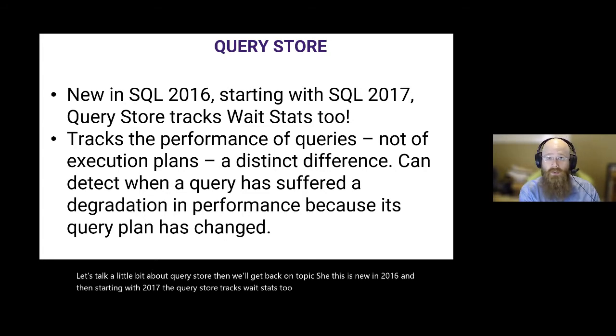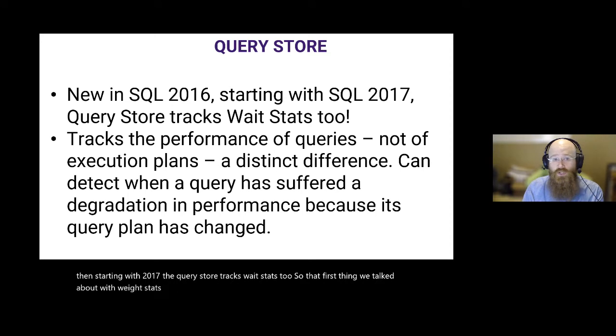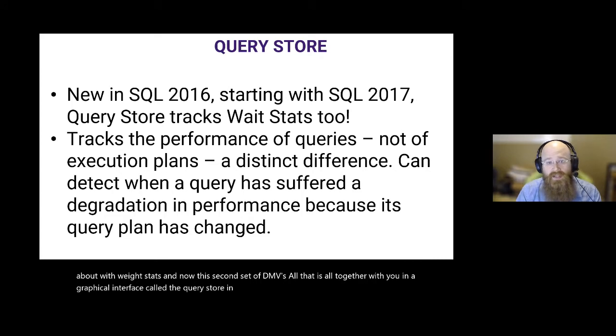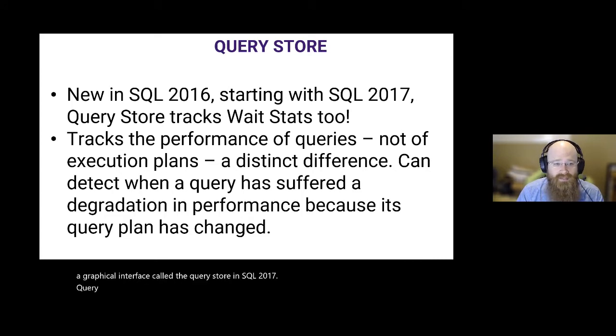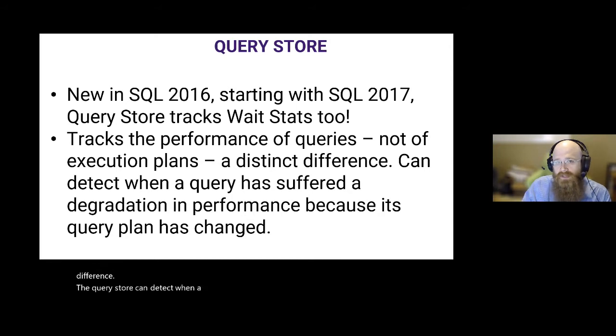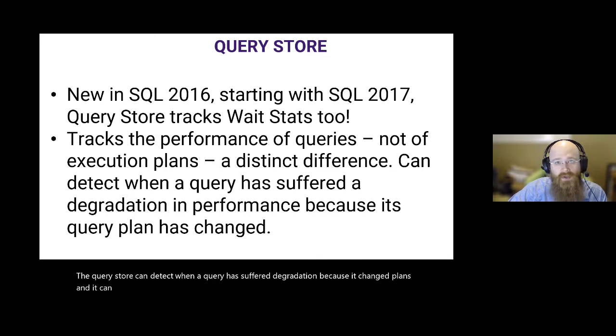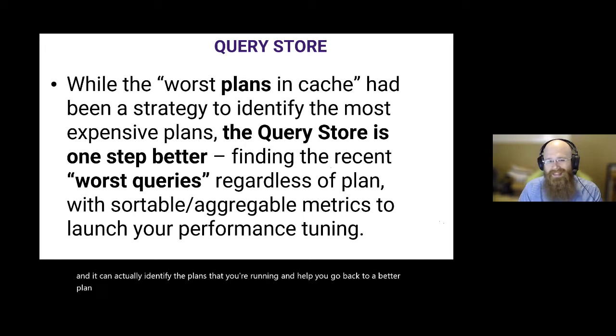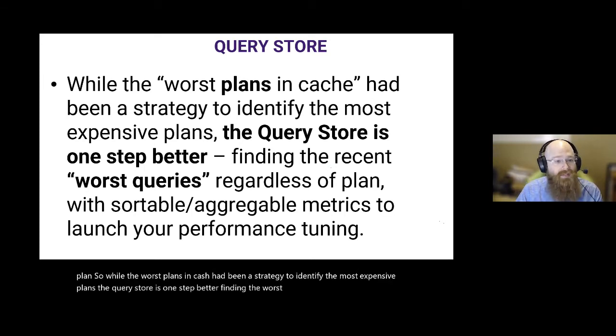So that first thing we talked about with wait stats, and now this second set of DMVs, all of that is together for you in a graphical interface called the query store in SQL 2017. The query store tracks performance of queries, not of execution plans, and this is a distinct difference. The query store can detect when a query has suffered degradation because it changed plans, and it can actually identify the plans that you're running and help you go back to a better plan. So while the worst plans in cache had been a strategy to identify the most expensive plans, the query store is one step better, finding the worst queries, regardless of plan.